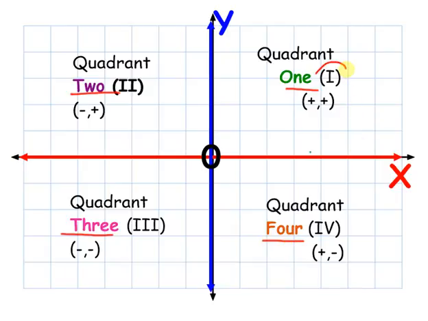Now, you're also going to see some of these Roman numerals written here. A lot of times when people refer to quadrants, we refer to them using Roman numerals. So this is the Roman numeral for 1. This is the Roman numeral for 2. This is the Roman numeral for 3. And this is the Roman numeral for 4.